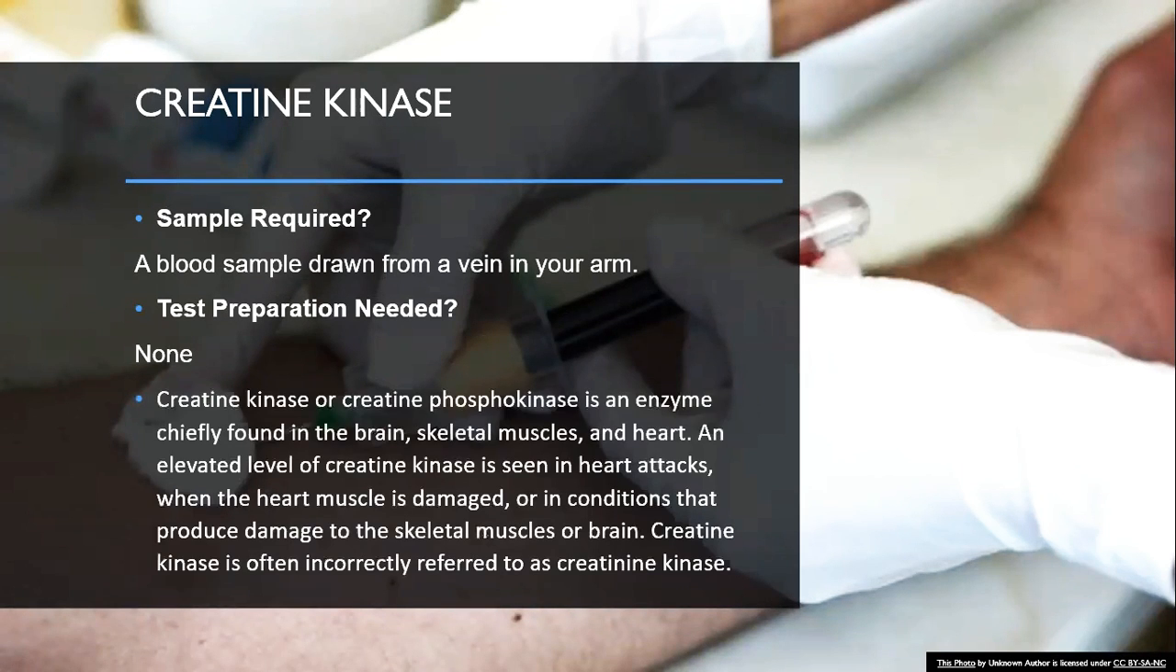Creatine kinase or creatine phosphokinase is an enzyme chiefly found in the brain, skeletal muscles and heart. An elevated level of creatine kinase is seen in heart attacks when the heart muscle is damaged, or in conditions that produce damage to the skeletal muscles or brain. Creatine kinase is often incorrectly referred to as creatinine kinase, so the difference between the two must be monitored by the physician.